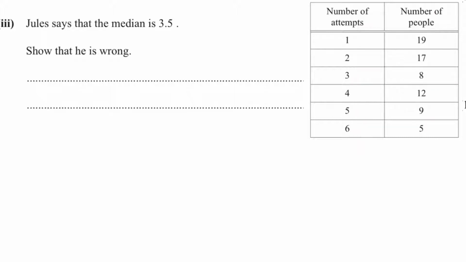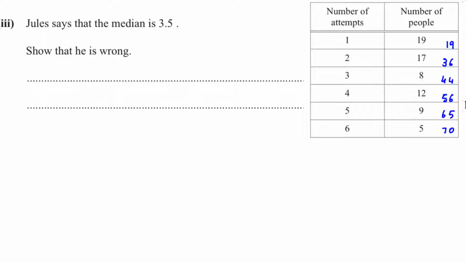We have to find the cumulative frequency first. So 19, and we find the cumulative frequency by adding the next number. So 19 plus 17 is 36. 36 plus 8, 44. And this is what we do till the end.